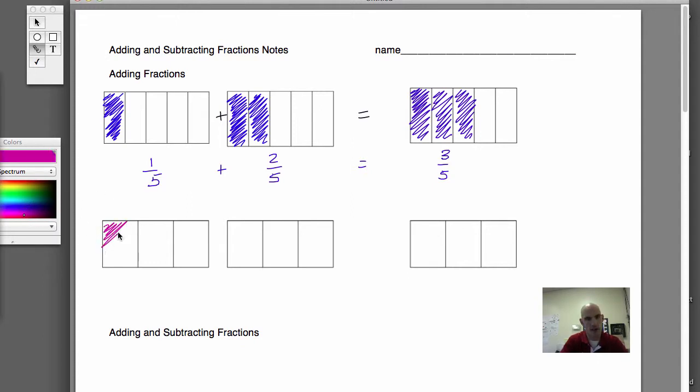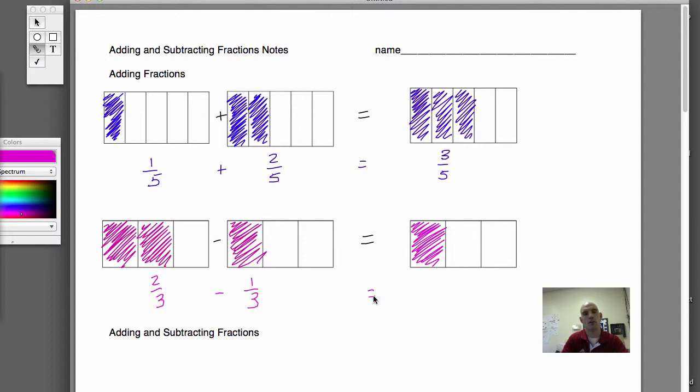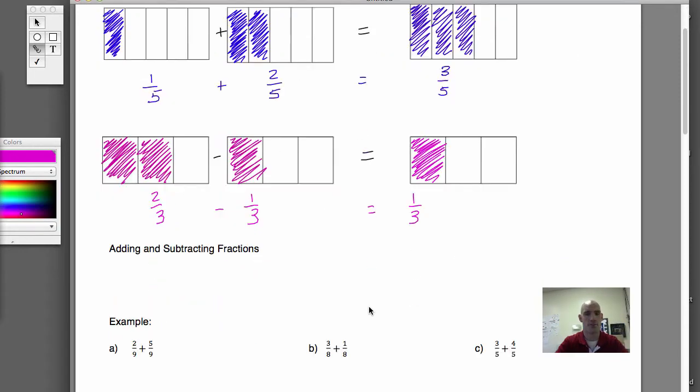And so if I have 2 of these and 1 of these, and I set this up to be a subtraction problem, 2 of them minus 1 of them would obviously leave 1. And if I wrote that as a fraction, it'd be 2/3 minus 1/3 equals 1/3. Okay, so that's the basic gist. That's what it looks like if we talk about it in terms of the model approach.